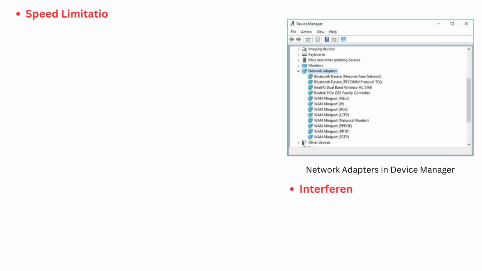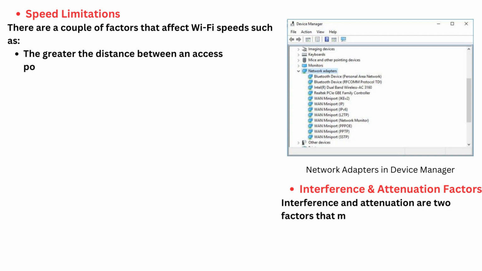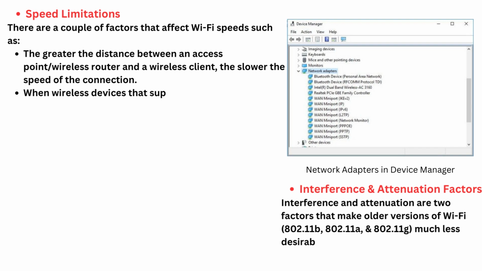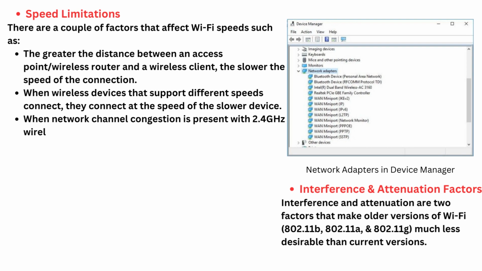Speed limitations. There are a couple of factors that affect Wi-Fi speeds. The greater the distance between an access point or wireless router and a wireless client, the slower the speed of the connection. When wireless devices that support different speeds connect, they connect at the speed of the slower device. When network channel congestion is present with 2.4 GHz wireless networks, a single 20 MHz channel may be used on 802.11n compatible wireless access points even though 802.11n supports wider channels.